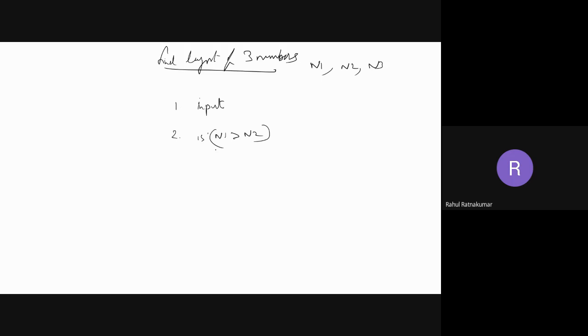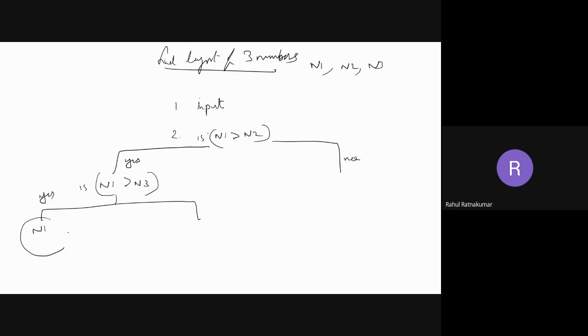So if this is true, there are two options. One option is yes, n1 is greater. Another option is no, n2 is greater. Now what happens if n1 is greater? Then I have to check, is n1 greater than n3, right? Here also again two options. If yes, I know n1 is the greater number, print it. If this is no, I know n3 is the largest number here.